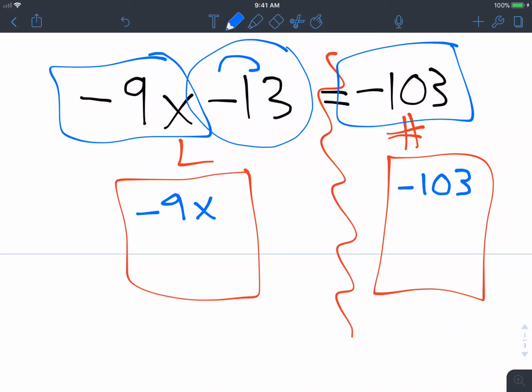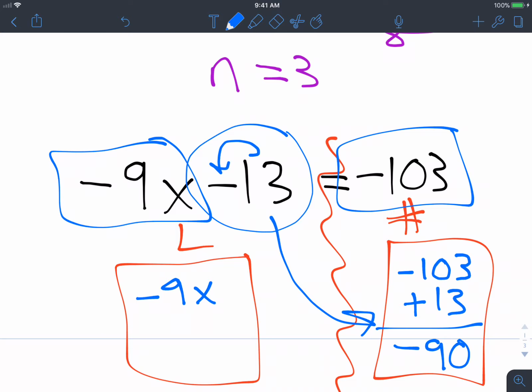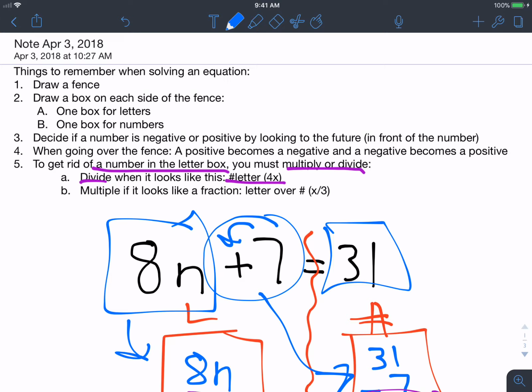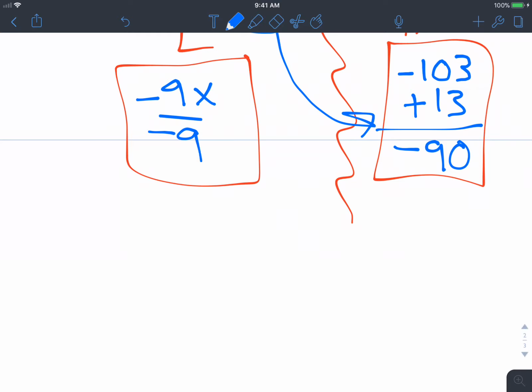And this 13, which is a negative because I am looking to the future, goes across the fence and becomes a positive 13. Then I need to take negative 103 plus 13, and I get negative 90. Now I'm back at that spot where I need to get rid of that negative 9, and it looks like a multiply because I have a letter next to a number, so I need to actually divide. I just divide by that negative 9. So negative 90 divided by negative 9 ends up being 10.